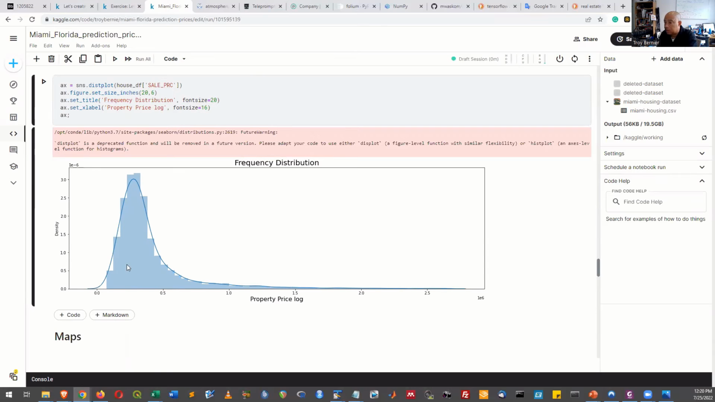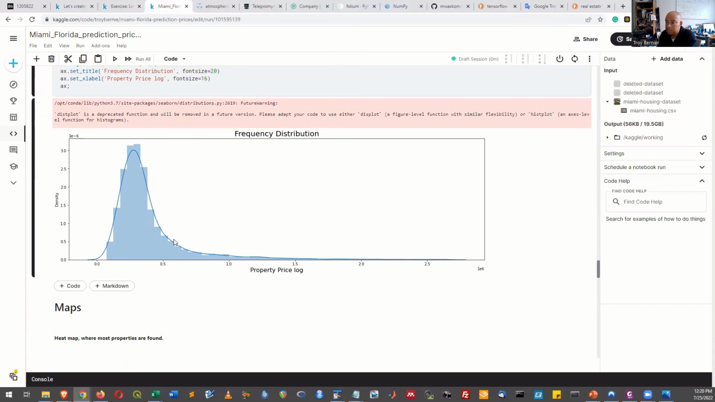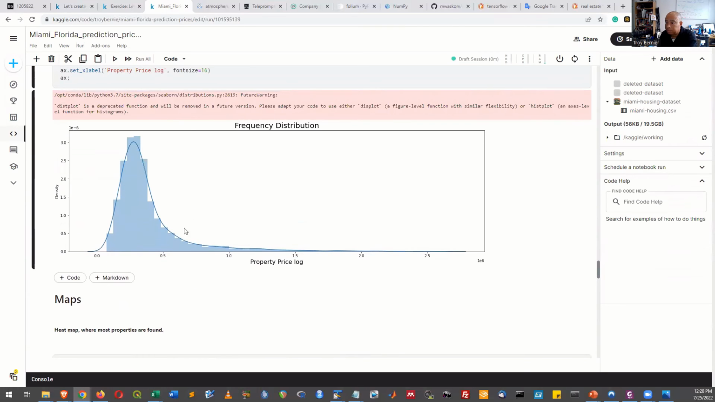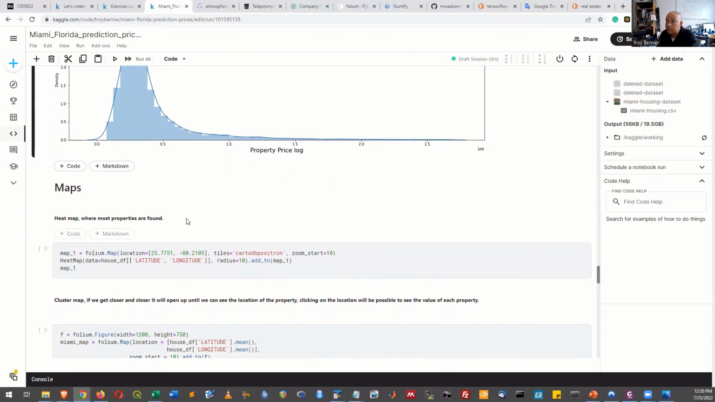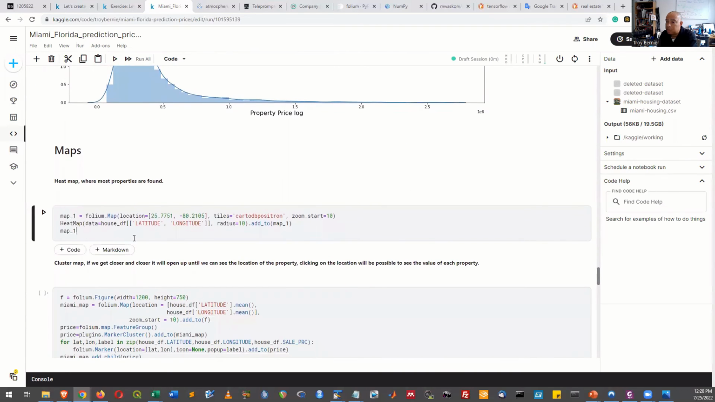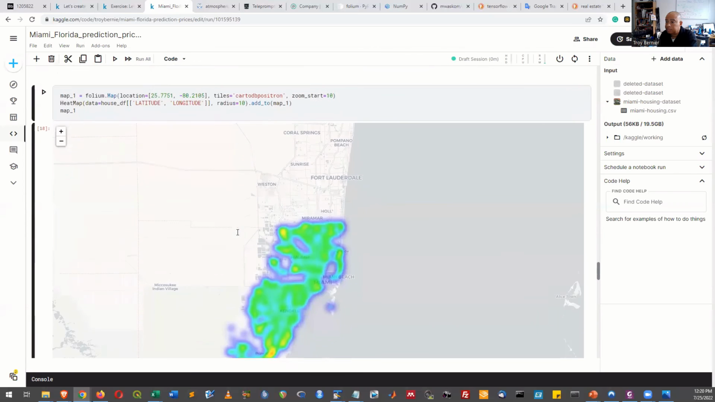Once again, this is going to relate to what we've seen, but also take into consideration this is 2016. If we were looking at 2020, 2021, this would be to the right. It'd be over here. Heat map where most properties are found. Oh, it is a good one.